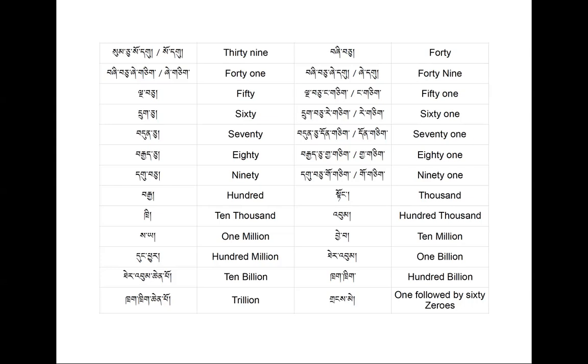So this is the number system that we use, and normally in counting we just use up to terbum, which is 1 billion. Normally we don't use numbers higher than this. So this is the structure of the numbers that we use in Tibetan.